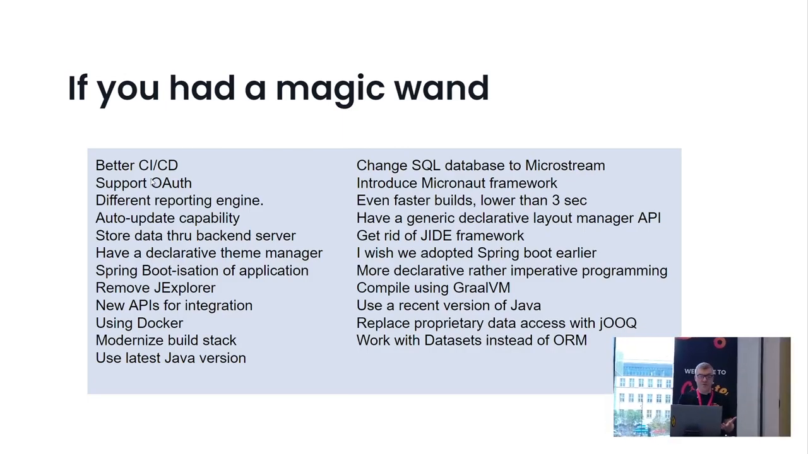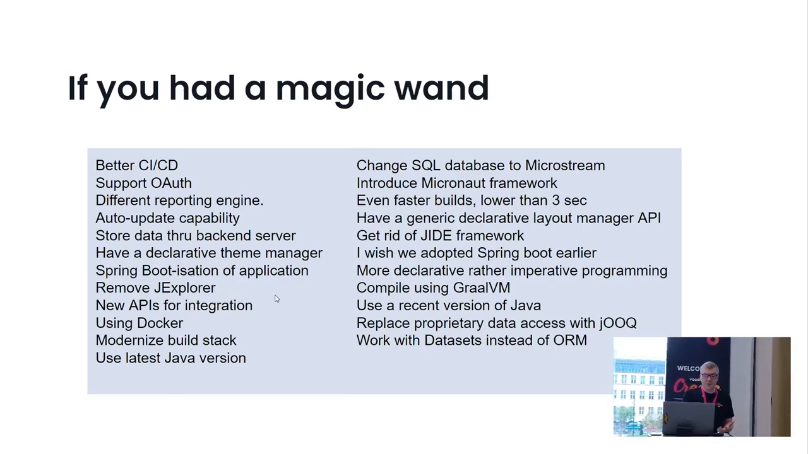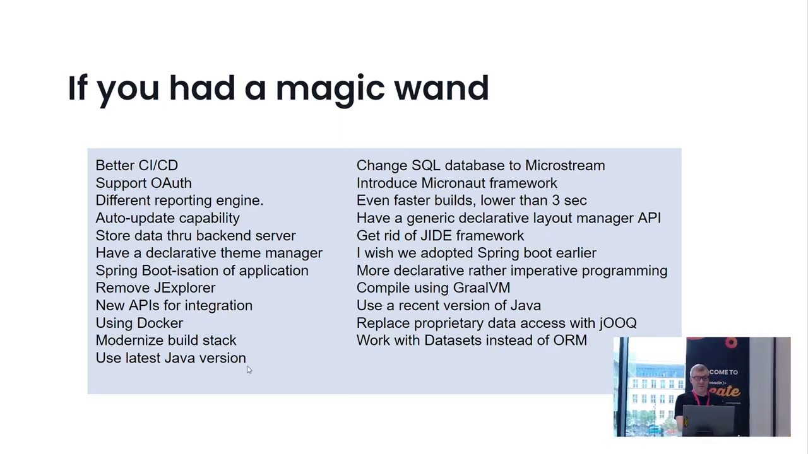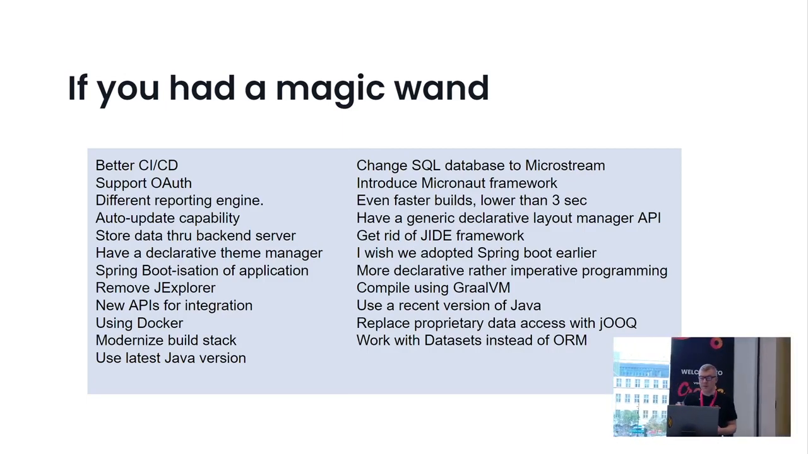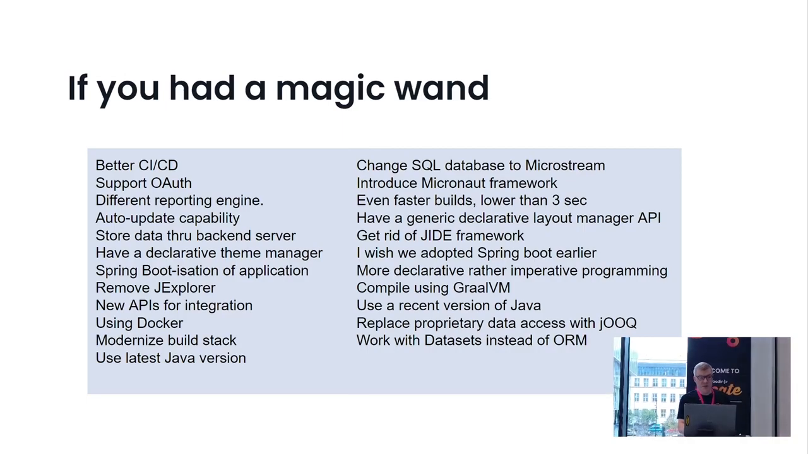Like, we would start using OAuth, and we would start using Spring Boot, and we would stop using JExplorer, and we would start using Docker, and we would start using the latest Java version, and we would stop using a SQL database and start using MicroStream. So here also we see, and it goes on this list, but even from a bottom-up perspective, there are things that are not purely non-functional that are related to these choices.